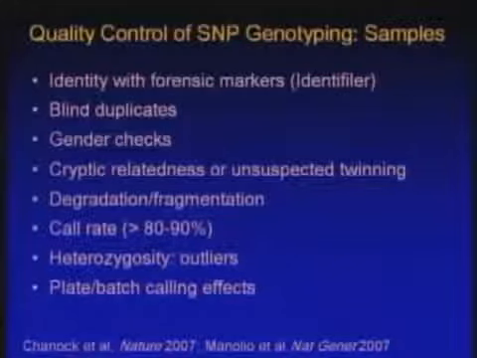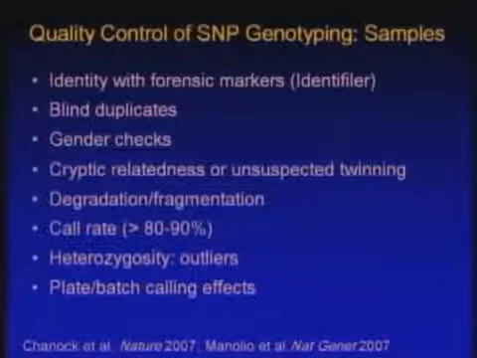Blind duplicates, of course, make sense. What tends to be done, rather than blind duplicates from within the study, is duplicates of known specimens like the CEPH samples or any other standard samples from the HapMap. Gender checks: it's surprising how many women end up in the prostate cancer samples and how many men end up in the female breast cancer samples, et cetera.